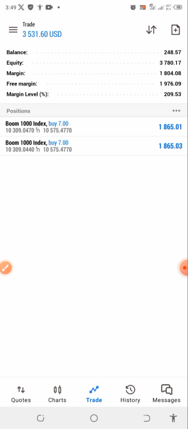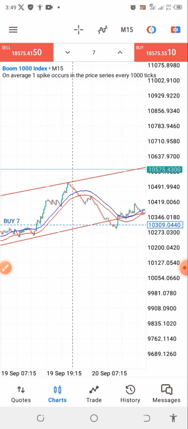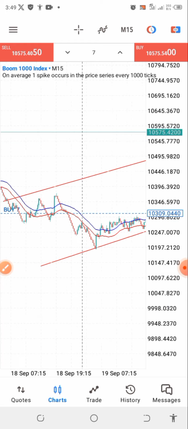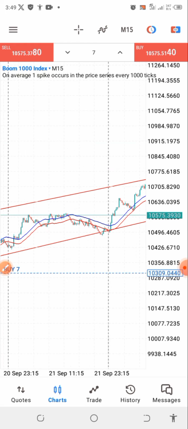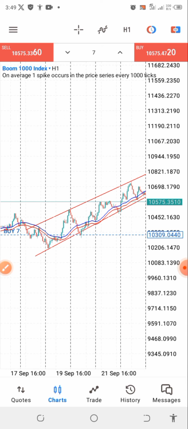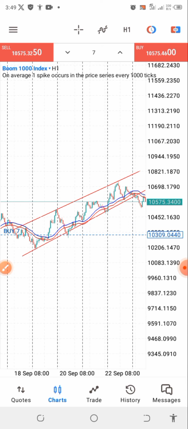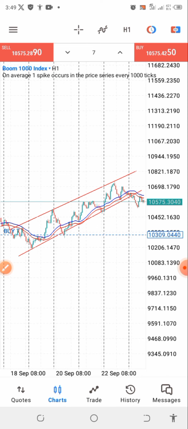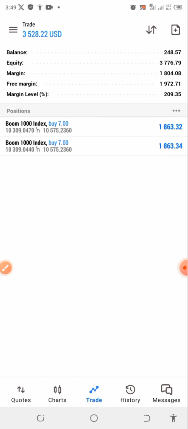With that being said, let's quickly dive into today's strategy, guys. Now you can see this is Boom 1000. This is a trade that I took on Boom 1000, and I've been holding this trade since the 19th, that is 3 days ago. I've been holding this trade and I've already made $3,000 profit.